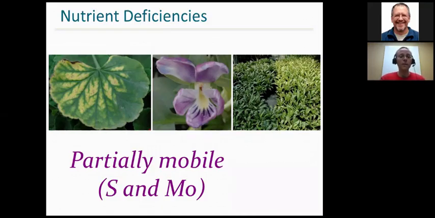This time we're going to look at partially mobile, and it makes it even easier. We have 2 to choose from if we're having symptoms evenly across the entire plant or just in the middle of the plant. It's either sulfur or molybdenum, and it's going to get even easier as I get through here.